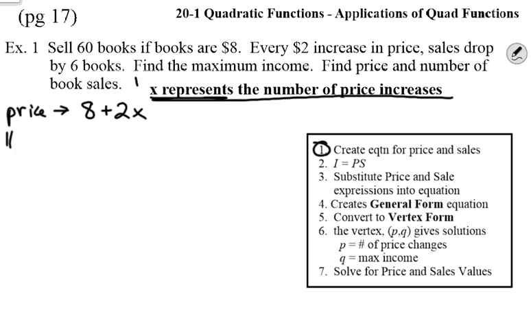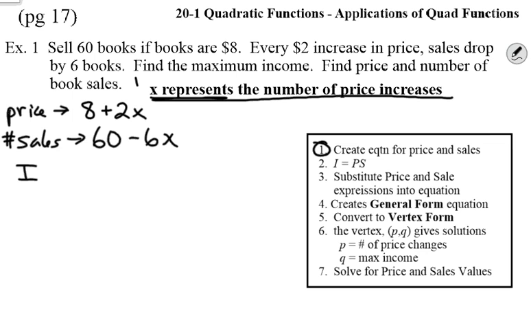Now, the number of sales, what do we know about the number of sales? We know they make 60 sales. However, what happens is they're going to lose 6 sales for every increase X. So there's the key for this in your setup. Price, you need an expression. Sales, you need an expression.